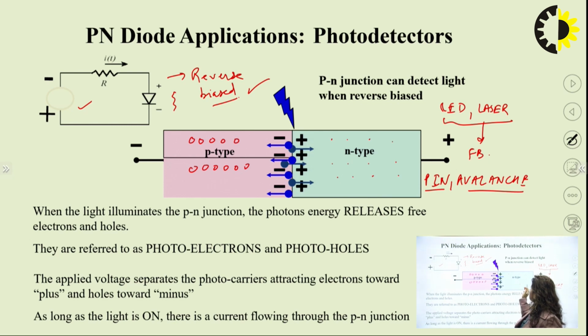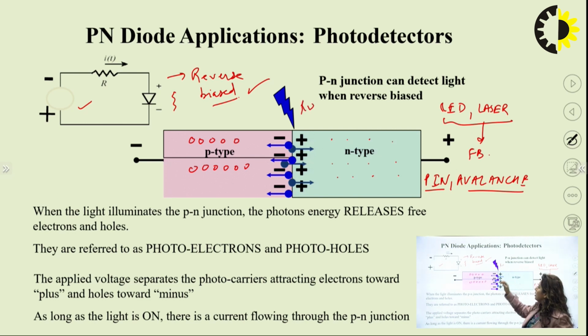There will be fewer electrons in the n-type and fewer holes in the p-type. So the current flow in the reverse biased case is called the reverse saturation current, which is very small or negligible. In the photodetector, the light will fall on the photodetector. This is the light, h nu.